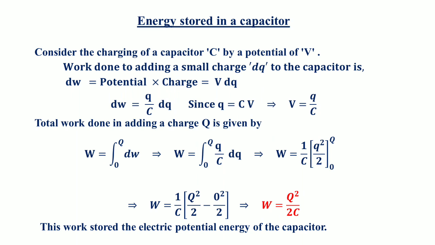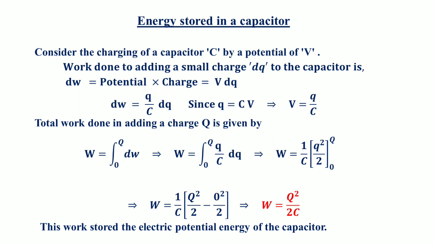We have a capacitor of capacitance C connected to a cell of voltage V. Initially, the capacitor has zero charge. As we know, when it is connected to a cell, the charge will flow and be stored in the capacitor, and the final charge will be capital Q. So initially the charge is zero, and finally the charge will be Q. We are taking it like that.